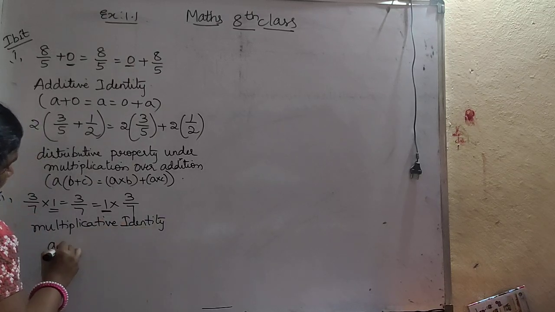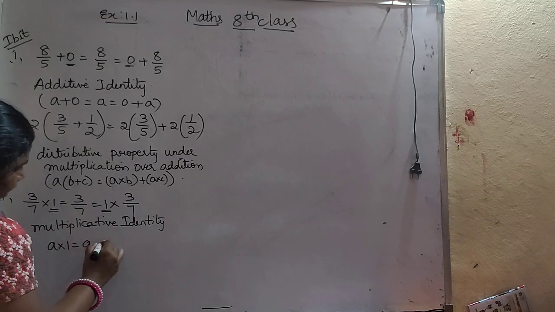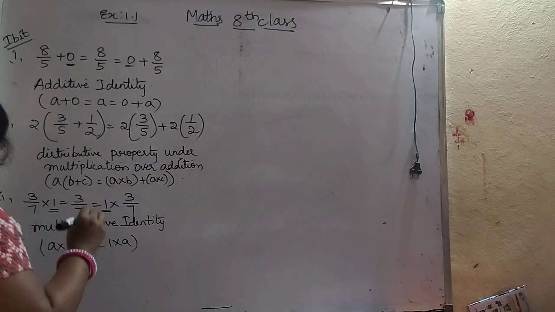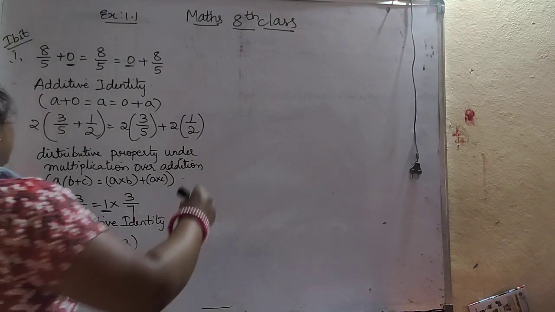So what is the general form? A into 1 is equals to A or 1 into A. So this is our general form for third one.